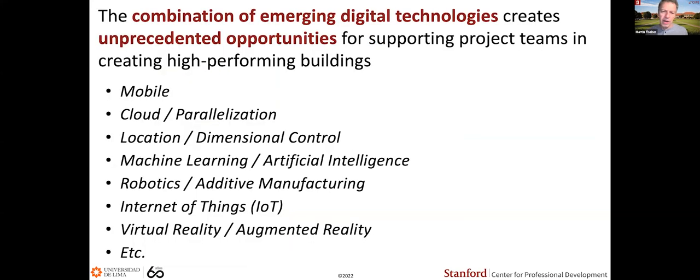We're also all aware of the many technologies that are emerging around the mobile space, what we can do in the cloud, how we can parallelize our work, technologies around location, finding a location, or dimensional control and scanning and so on. Basically, reality capture, machine learning, artificial intelligence, robotics, and additive manufacturing, Internet of Things, all kinds of sensors, virtual reality, augmented reality, and then maybe forgetting some technologies. But anyway, any one of them would already be a very big deal.